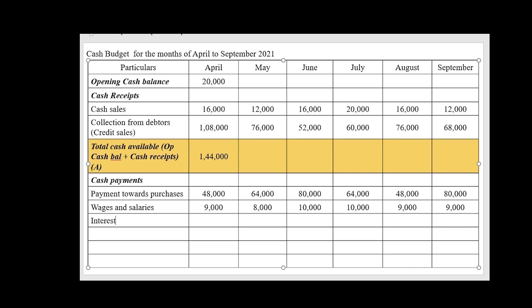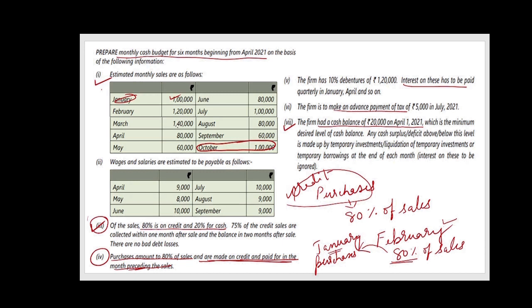Next is interest on debentures. So how much is interest on debentures? The firm has 10% debentures of rupees 1,20,000. Interest on these has to be paid quarterly in January, April, and so on. Quarterly means every 3 months. So you pay it in the month of January, then in April, then in July, then in October. We don't prepare the cash budget for January, neither for October. So only in April and July we need to make the payment.